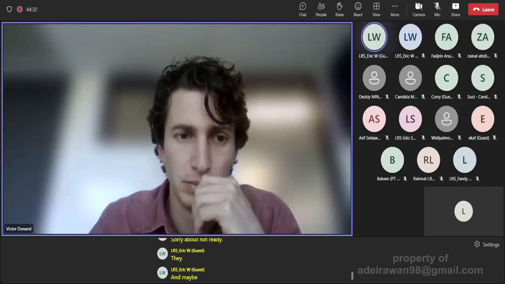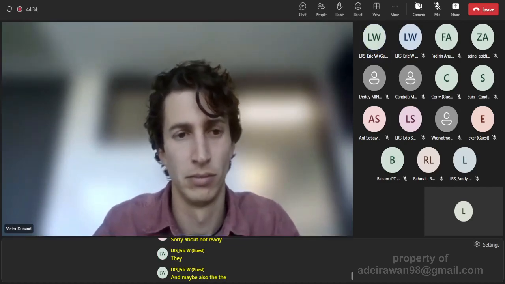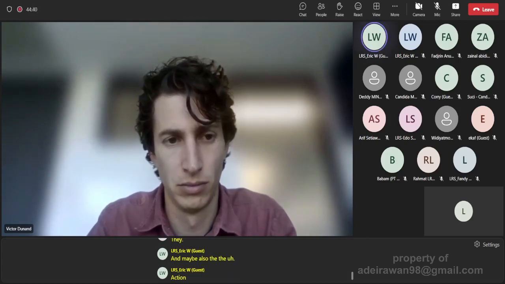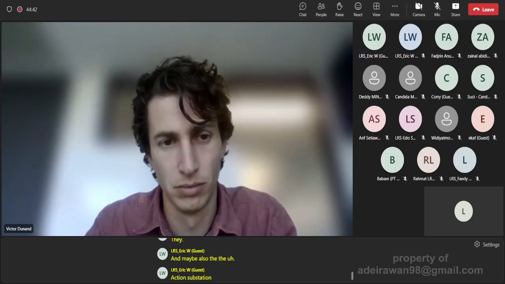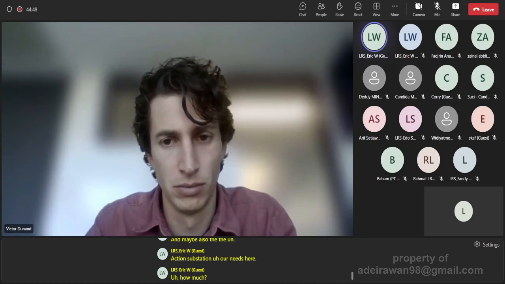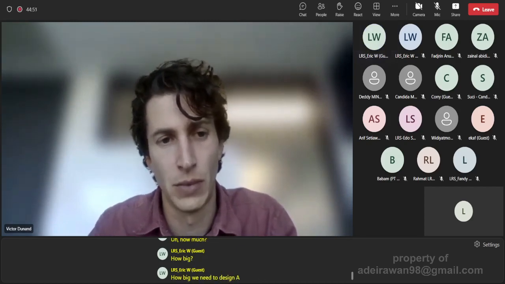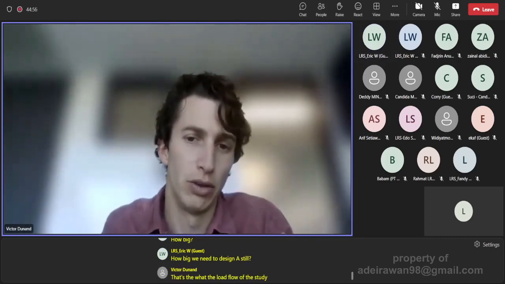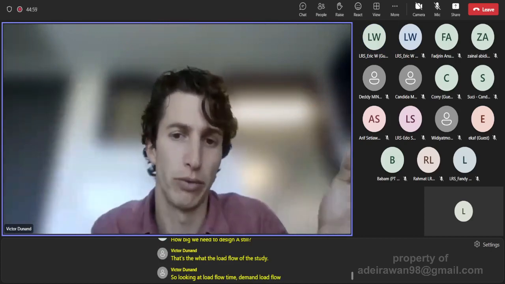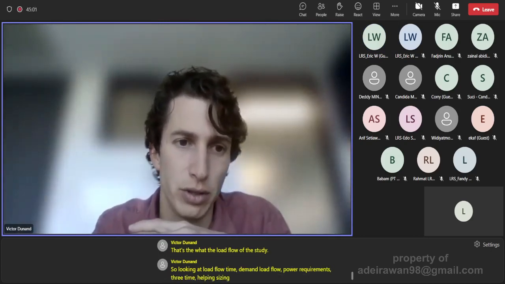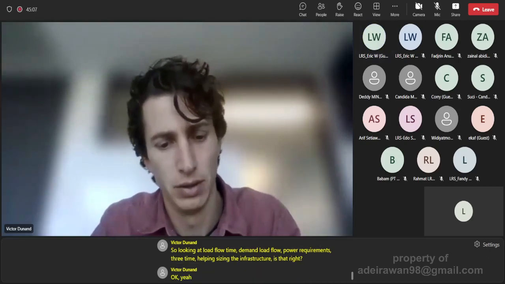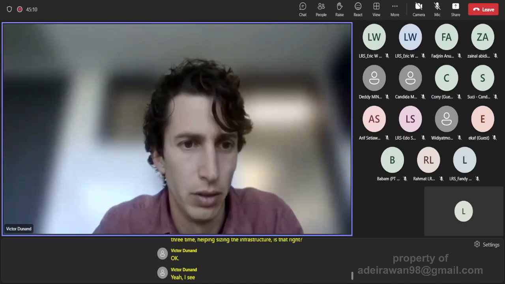And maybe also the traction substation power needs, how big we need to design it. Yes, the load flow study. So looking at load flow, time domain load flow, power requirement through time, helping sizing the infrastructure. Is that right? Okay. Yes. Yeah. DC load flow. Okay.